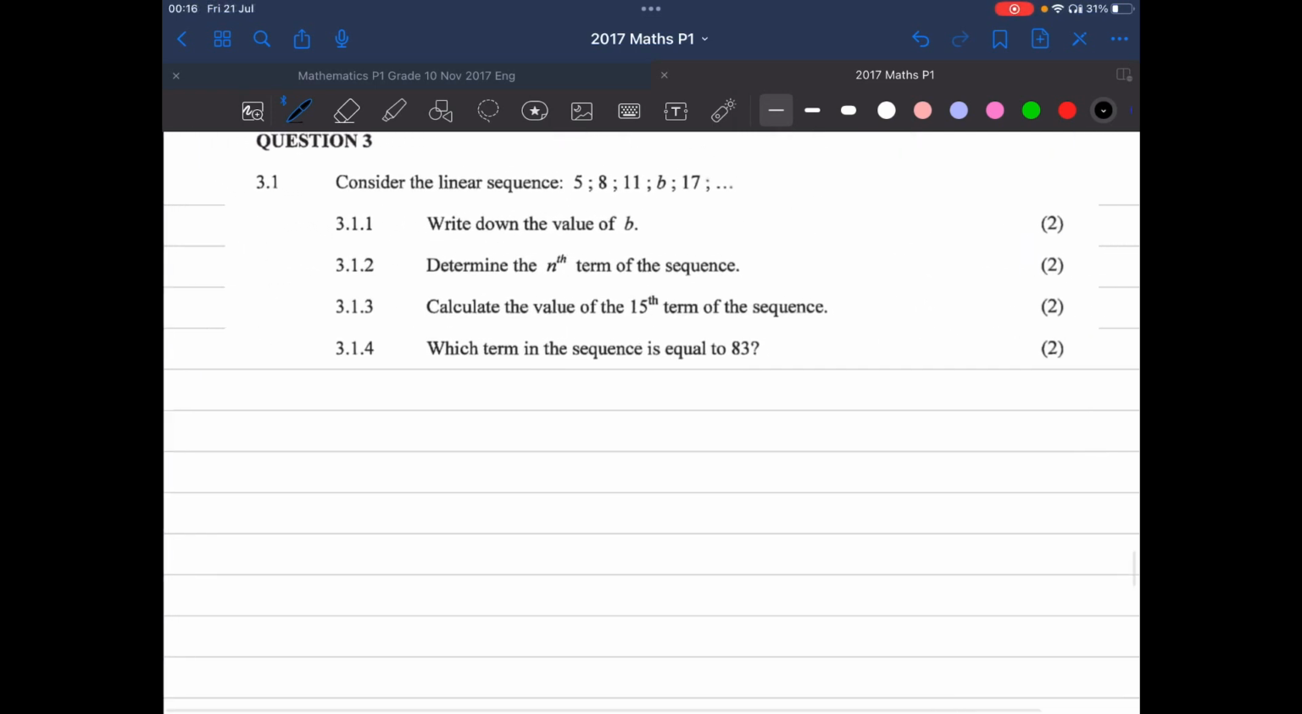Okay, let's look at question 3 now. So question 3 is number patterns. So 3.1, consider linear sequence 5, 8, 11, B, 17. Write down the value of B.